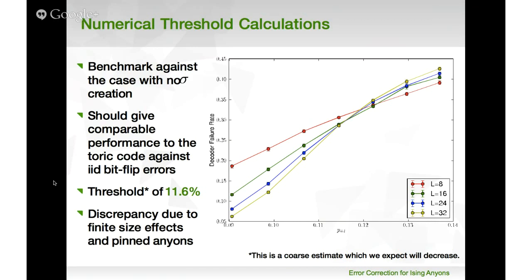We think that this is due to two factors, one being just finite size effects, and the second being that the code here is a little bit different than in the torus case, presumably. For our pinned anyon code, the non-trivial logical operations are such that if a sigma particle tunnels from one pinned point on the sphere to another pinned point on the sphere, that would be a logical error. And topologically, this isn't quite the same as things wrapping around a torus. So we think that there are certain finite size effects there that would account for this discrepancy. We're not entirely sure about that at the moment, though.